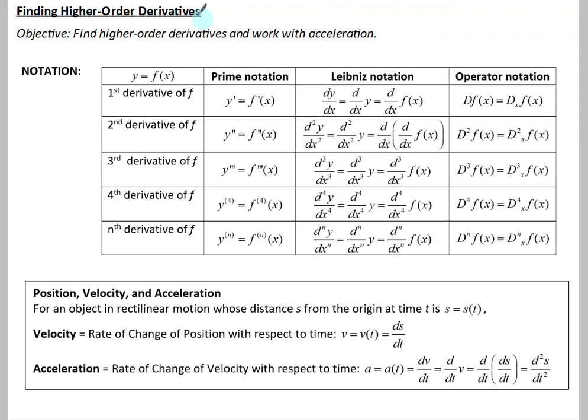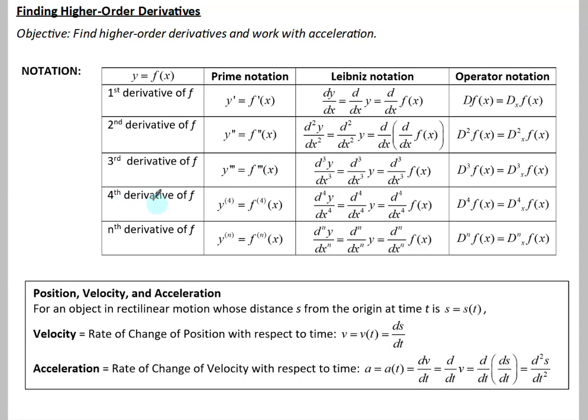Finding higher order derivatives. Our objective in this lesson is to find higher order derivatives and work with acceleration. Our notation for derivatives: for y equals f of x, if we say the first derivative of f, we can use prime notation, which would be y prime, or f prime of x. The second derivative of f would be y double prime, or f double prime of x, and so on and so forth. The third derivative of f would be y triple prime, or f triple prime of x.